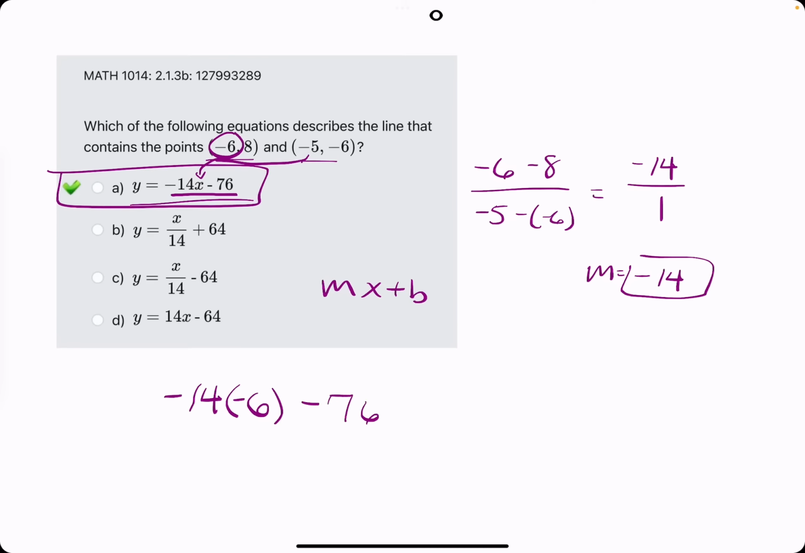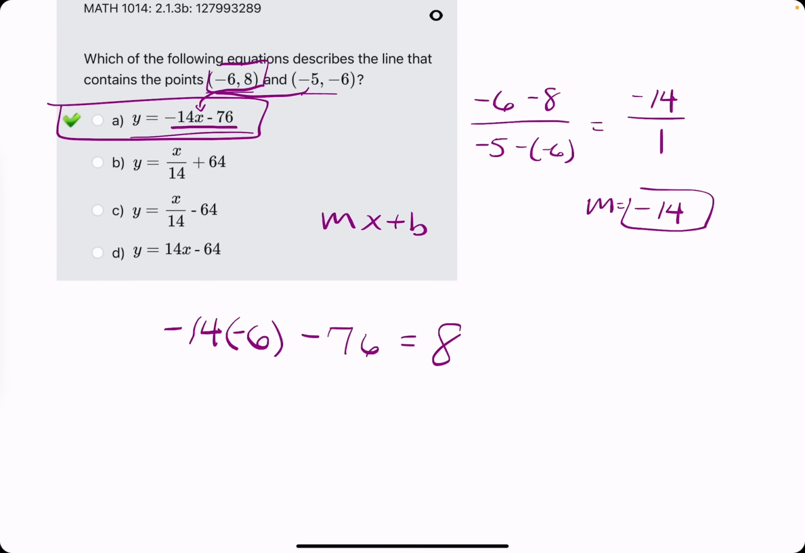Let's use Siri. Where's my Siri? Here we go. -14 times -6 minus 76. It's 8. So that just shows that this ordered pair makes this equation true, or when you input -6, this function outputs the value of 8, which corresponds to that ordered pair.